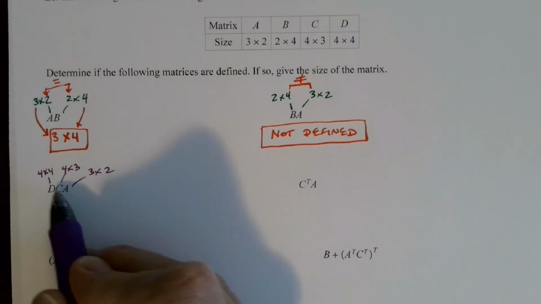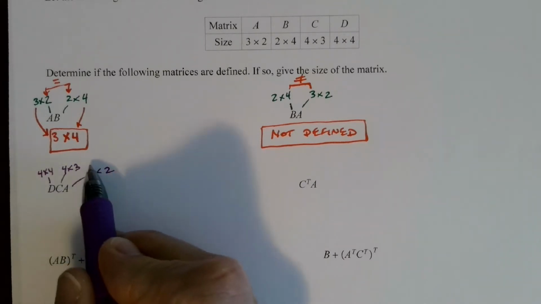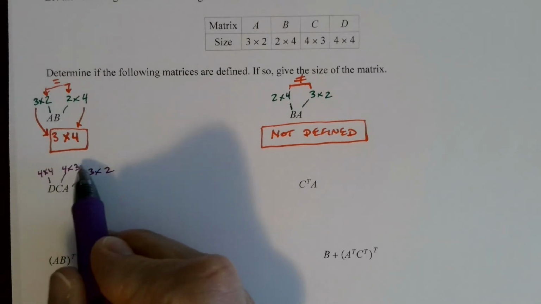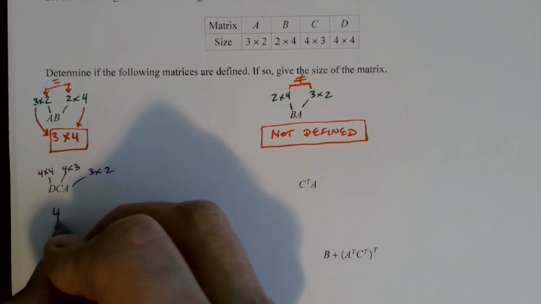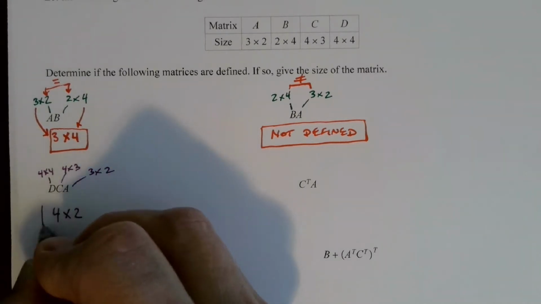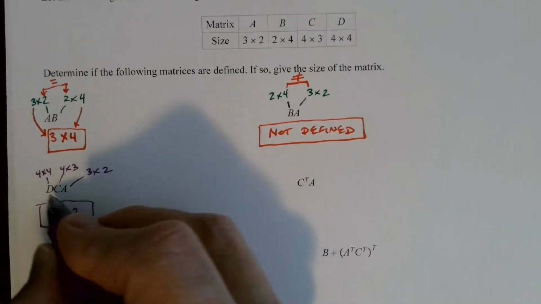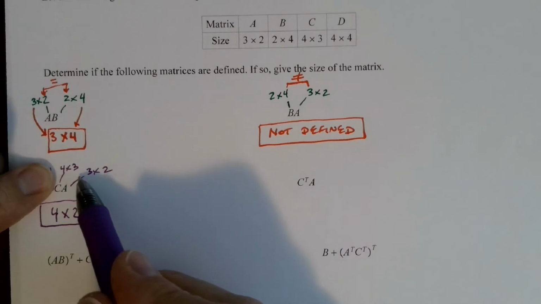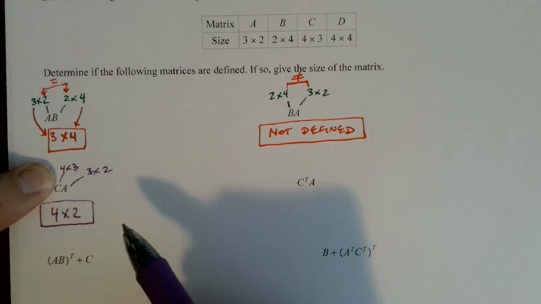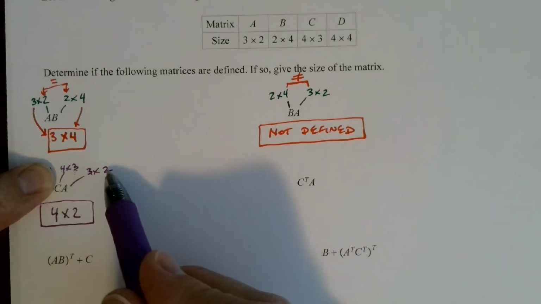So can I multiply DC times A, 4 by 3? Yeah, because these numbers now match, the 4 by 3 and the 3 by 2. And what's the end result? 4 by 2. So this is a 4 by 2 matrix. It is defined. You could also actually do the CA first. If I just do the CA first, what do I get? Same size for the inner numbers, right? The number of columns here matches the number of rows here, so I can do the multiplication. And I'm left with a 4 by 2 matrix.